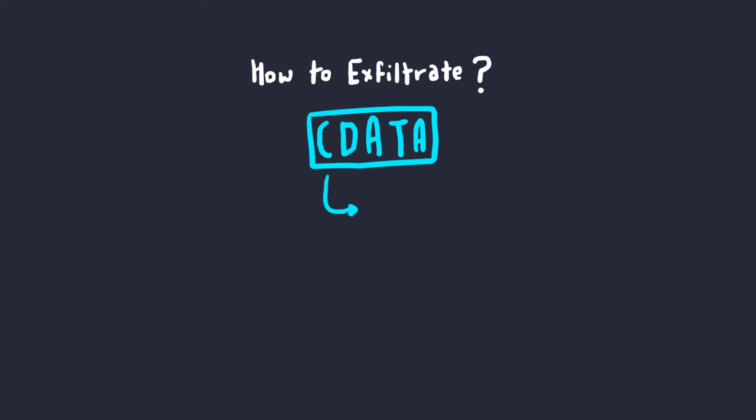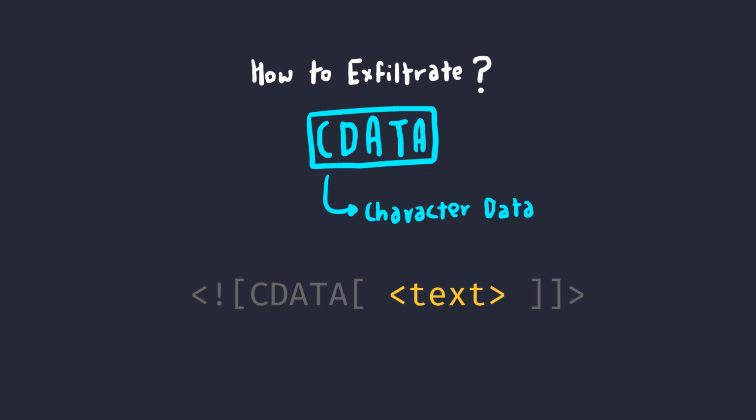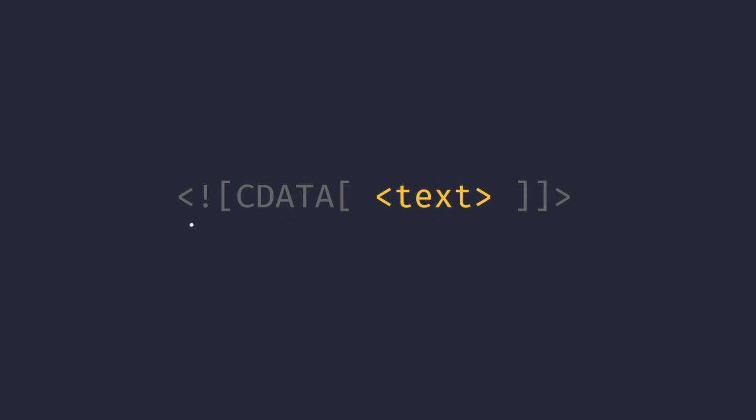So how do you exfiltrate such breaking data? The answer is CDATA. CDATA stands for character data, and it's a special syntax which can handle these breaking artifacts. Whatever is in between the opening and closing CDATA tag will not be parsed as markup by the XML parser. Awesome! It's exactly what we wanted. The syntax for the CDATA looks like this, and it begins and ends with this syntax.